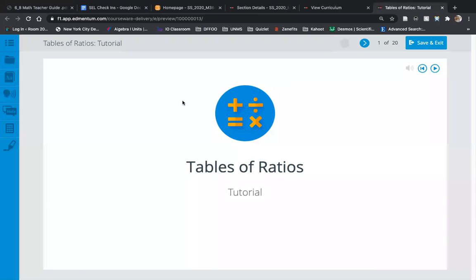All right, so what we're doing today is looking at tables of ratios. Remember, so far we looked at ratios, which is just a comparison between two quantities. We talked about rates. A rate is just like a ratio, but you have different types of quantities that you're comparing. Examples of rates were miles per hour, maybe dollars per hour. Those are rates, and those specifically are unit rates because it's per one thing, per 1 hour, per 1 mile, something like that.